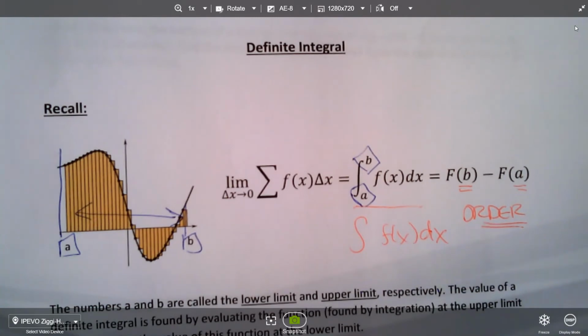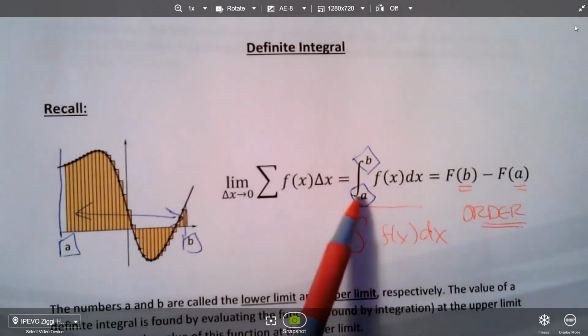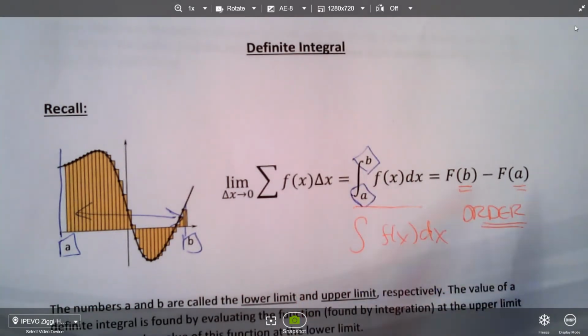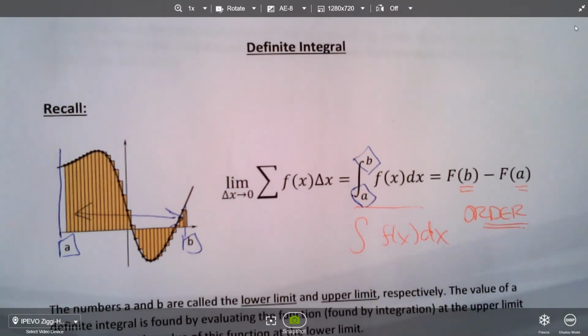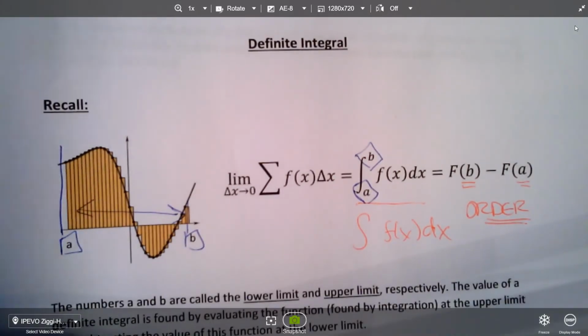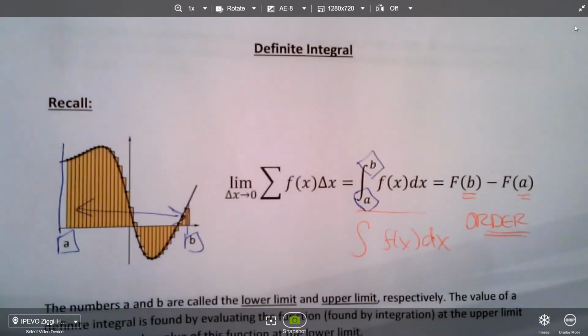So we call those the limits, the upper limit and the lower limit. So it's always got to be upper limit minus bottom limit. Otherwise, that's what it's about. So I thought we could do a couple examples, and that'll finish everything off for us for the semester.